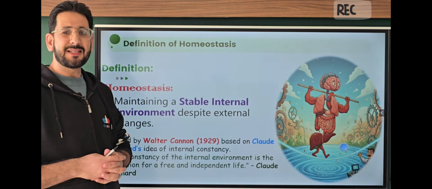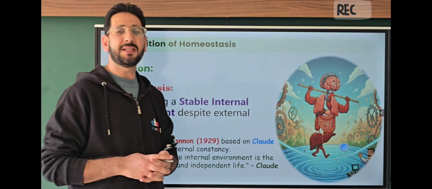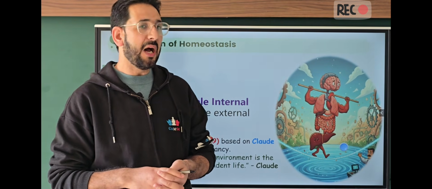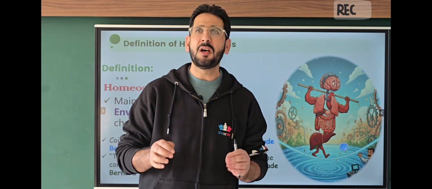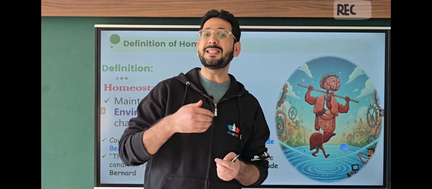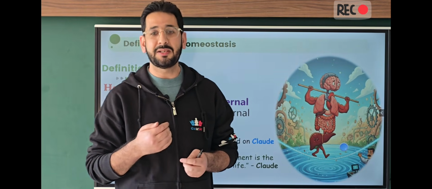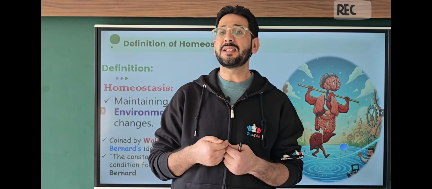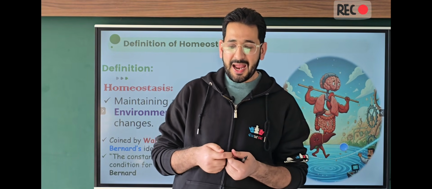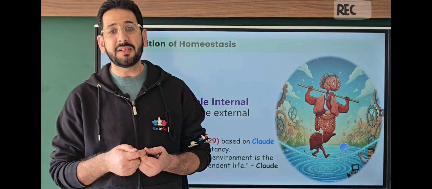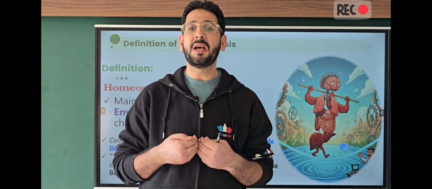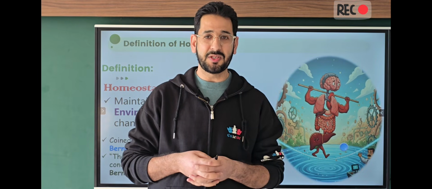Now, homeostasis simply means maintaining a stable internal environment. Our body is made up of trillions of cells, and these cells have an environment inside our body. That environment is called the internal environment, and the constancy of that internal environment, maintaining the stable internal environment, is actually called homeostasis.